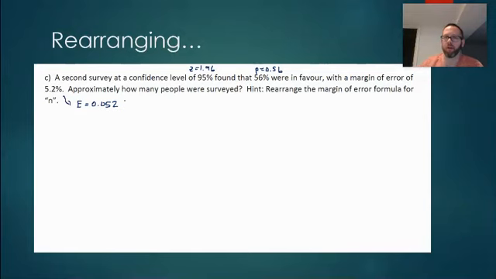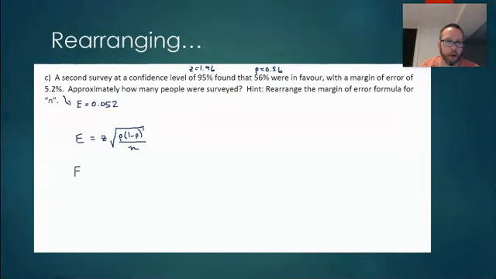We can actually figure out how many people were surveyed. And to do this, we're going to rearrange our margin of error formula. So take that formula, Z times the root of P times 1 minus P over N. I'm going to do this rearranging with you guys. Our goal is to get N by itself. So to do this, N's buried inside a square root, so I'm going to square both sides.